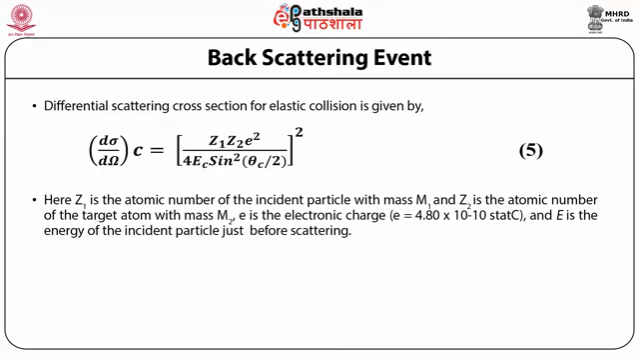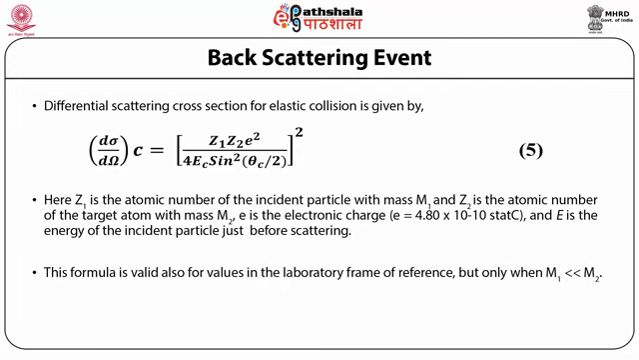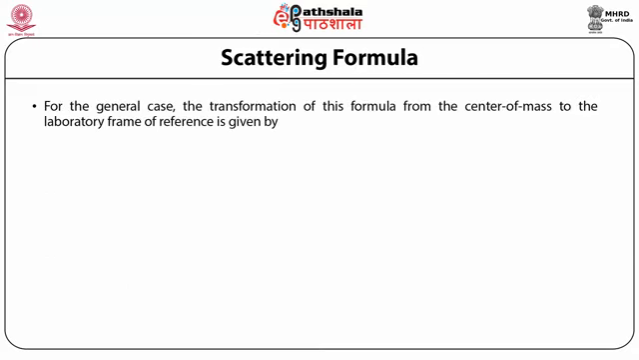Here Z1 is the atomic number of the incident particle with mass M1 and Z2 is the atomic number of the target atom with mass M2. e is the electronic charge, which is equal to 4.8 times 10 to the minus 10 statcoulomb, and E is the energy of the incident particle just before scattering. This formula is valid also for values in the laboratory frame of reference, but only when M1 is much less compared to M2.